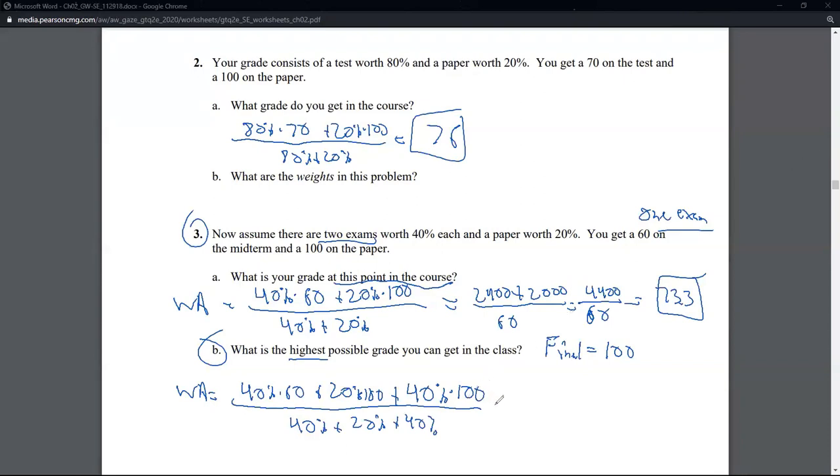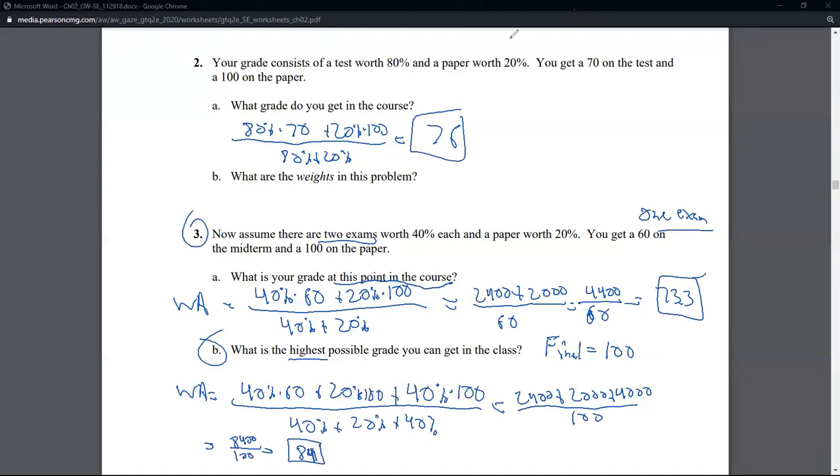All right, so 40 times, all of the first bits are still the same, so that's 2,400 plus 2,000 plus the 40 times 100 is going to give us 4,000, divided by 40 plus 20 plus 40 is 100. Adding all of those up, that's 4,400, 8,400 divided by 100, cancel the zeros, and you get an 84 as the highest possible grade that you can earn.